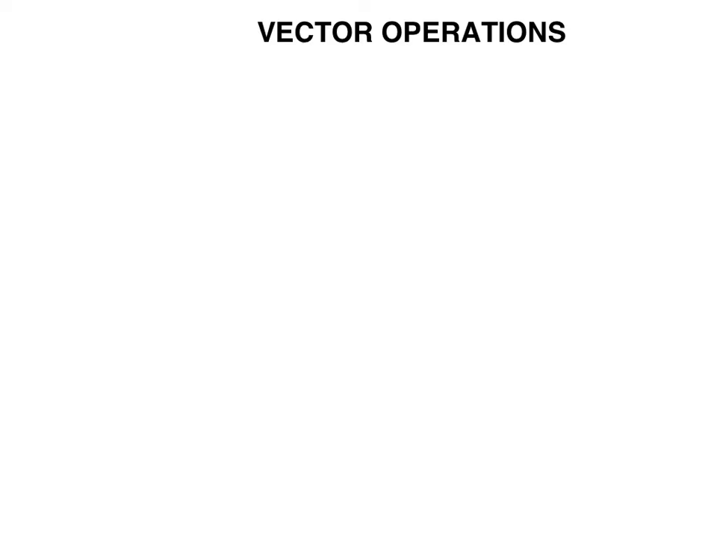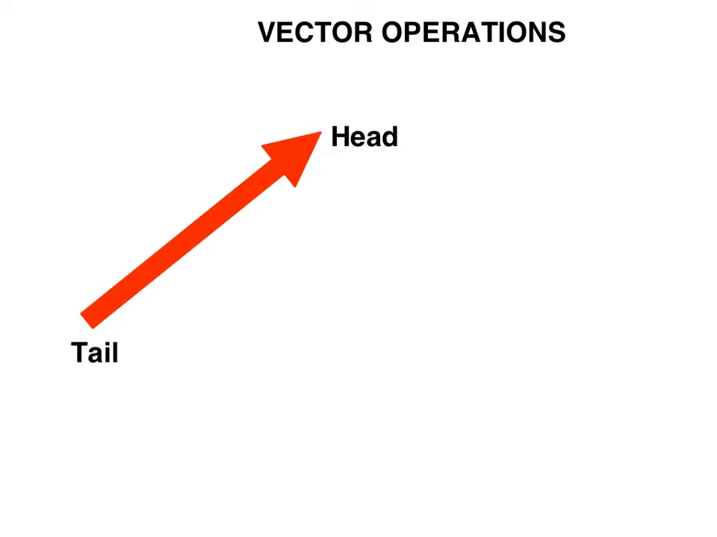Alright, in this video we're going to review what vectors are and how to add and subtract vectors. So here's a basic vector that I've drawn here. The first part of a vector is the head, that's the tip of the arrow. And the back part of it is called the tail. All vectors have two parts to them.